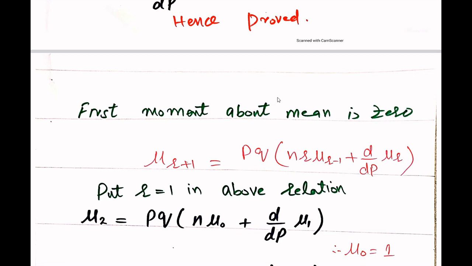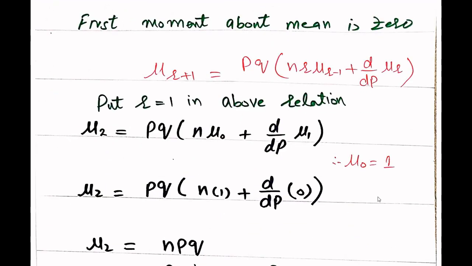So from the above relationship, our task is to find the second, third and fourth moments about mean. So put the value of r in the above relationship. Mu2 is equal to pq into, when we put here 1, n mu naught plus d over dp mu 1. So mu naught is equal to 1 and mu 1, which is the first moment about mean, is 0. So put here 0 and we are left with mu 2 equal to npq.